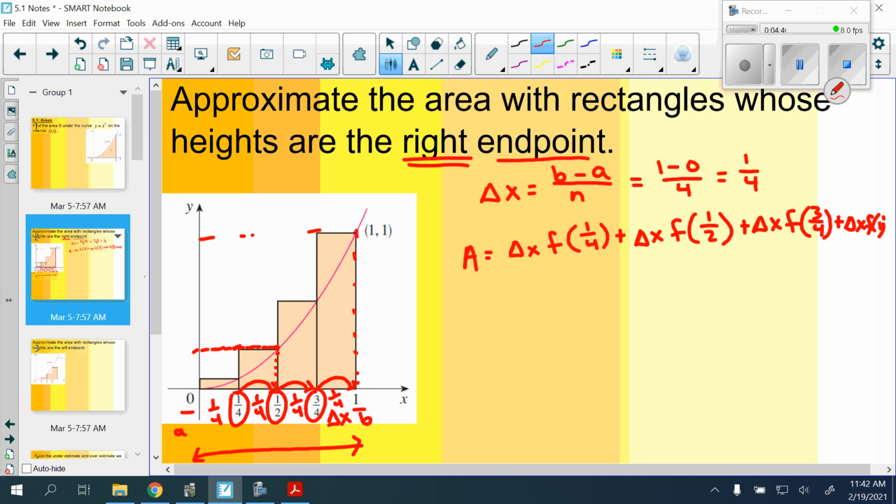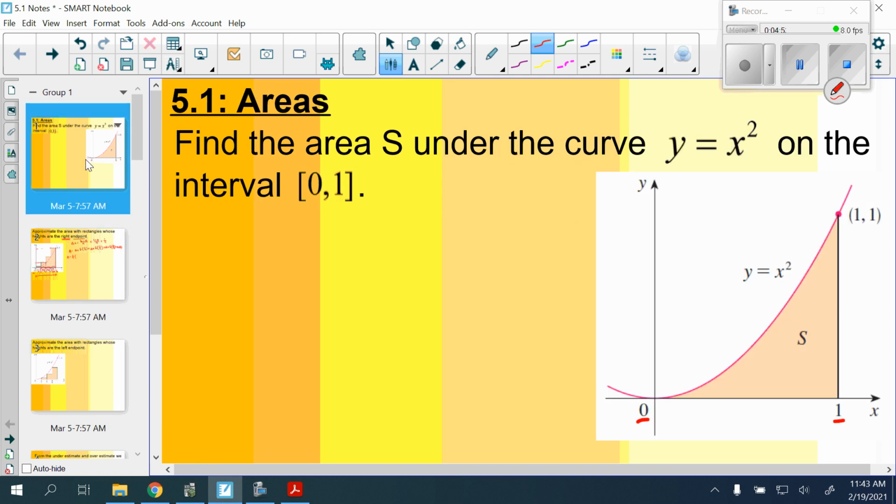Okay, so now let's fill in what these are. So our area was going to be 1/4 times... Now we've got to figure out what the function value at 1/4 is. Well, recall the function that we're looking at here is x squared.